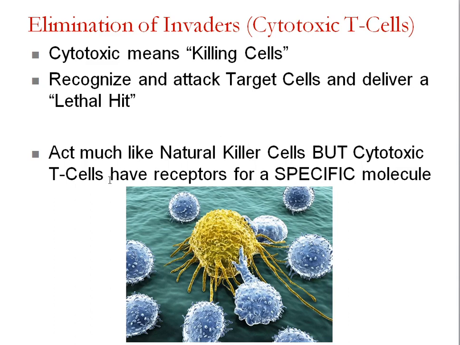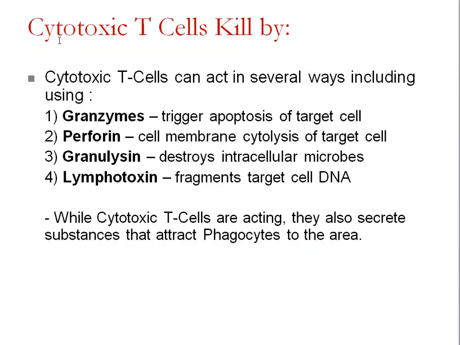With our cytotoxic T cells, we're looking for a specific molecule to go after, something specific to trigger that specific cytotoxic T cell. And our cytotoxic T cells kill, like the natural killer cells, by using granzymes to trigger apoptosis. They use perforin to punch holes in the cell membrane of a target cell. But then they also use granulysin to destroy intracellular microbes, or they could use lymphotoxin to fragment a target cell's DNA. Without the DNA, that target cell is not doing anything.